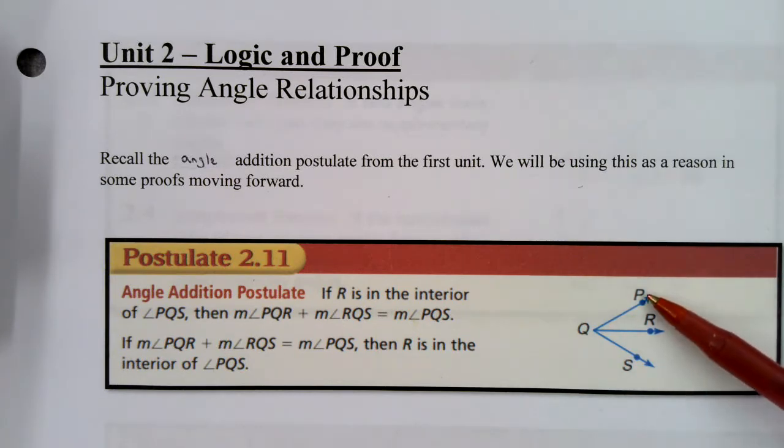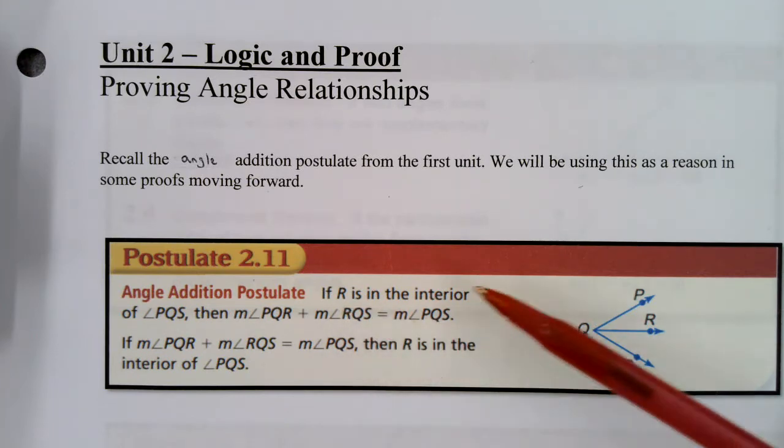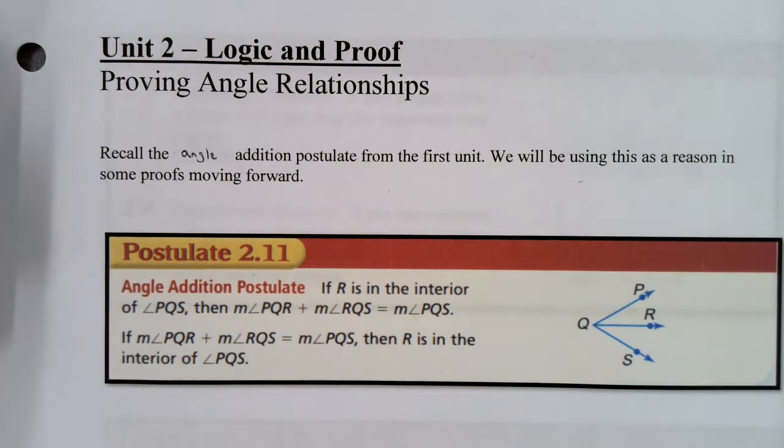Okay, so here's the angle addition postulate. It says if point R is in the interior of angle PQS, then the measure of angle PQR plus the measure of angle RQS equals the measure of angle PQS. And the converse is also true. So basically, if you add up all the small angles, it equals the entire angle. That's the angle addition postulate. We're going to be using that in some proofs.